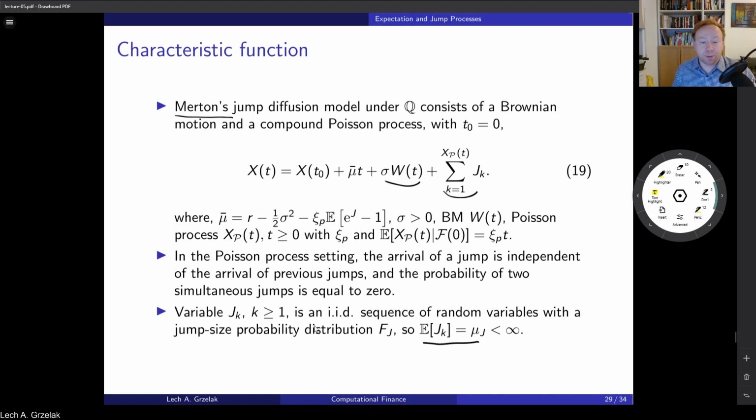Of course, everything would depend on our assumptions, right? We have assumptions regarding jk, and then we also have a parameter xip. So xip is actually defined here. This is one element of Wald's equation. We have the expectation of xp. It's a Poisson process, so it's simply xp times t. And then we have the expectation of jk, which is basically given. We assume it's finite, and that's mu j.